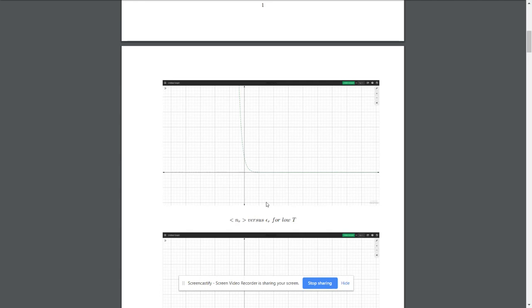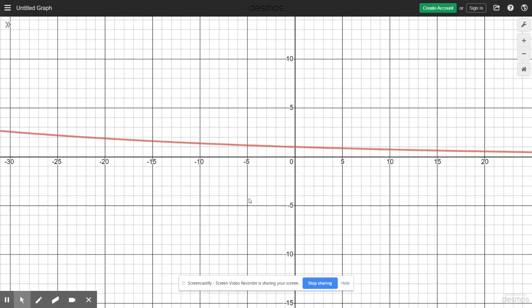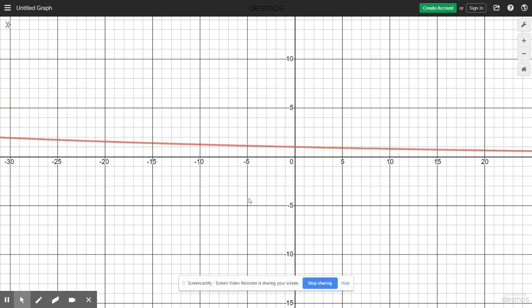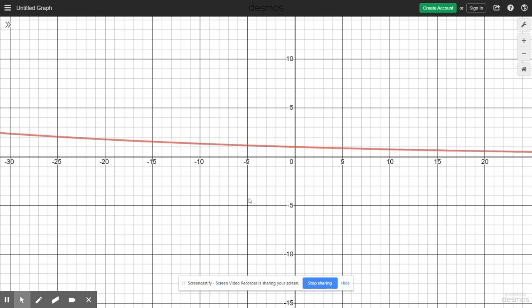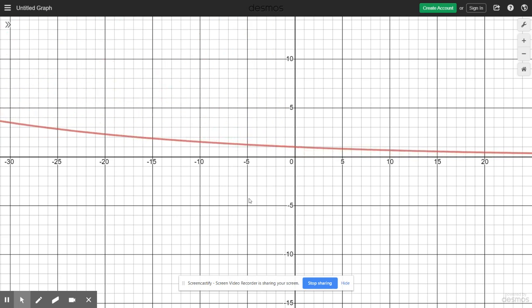We have low T, high T, intermediate T, and T equal to 0. This is a visual representation of the same thing. A few observations are that as we increase the temperature, the line almost becomes horizontal to the x-axis. At low temperature, most of the particles have very little speed, so the graph drops very sharply. At T equal to 0, the graph becomes vertical as there is no energy in the system and the speed is 0. At intermediate temperatures, we get a very smooth exponential graph. At high temperature, the line is almost parallel to the x-axis.